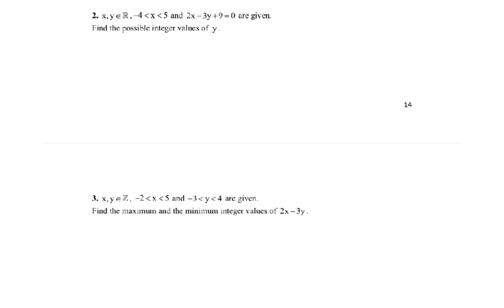Okay, in question 2 and 3, we're looking at some possible integer values for a certain expression given an inequality. So here we're given this inequality that x is between -4 and 5, but not including those values, and it can be a real number. We're given this expression here, so we're looking for the possible integer values of y.